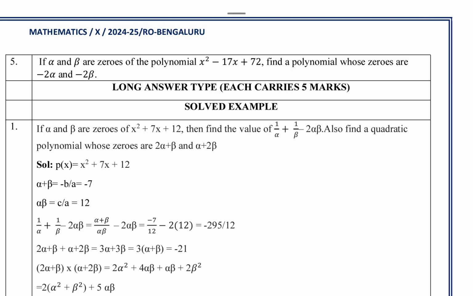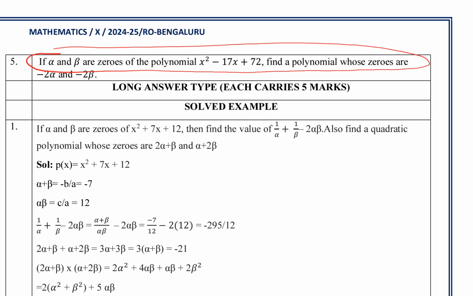In the fifth question we will see that if alpha and beta are the zeros of the polynomial x square minus 17x plus 72, find the polynomial whose zeros are minus 2 alpha and minus 2 beta. The answer is, we have to give the equation type questions. So what is the equation you can get? That is x square plus 34x plus 288. This is the answer you will get.